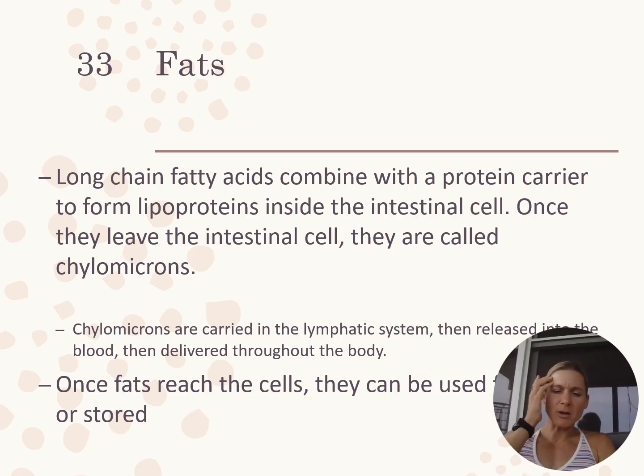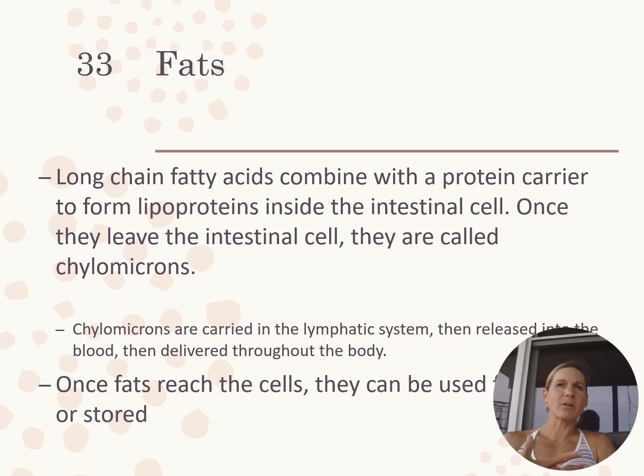Okay. So long chain fatty acids are going to combine with a protein carrier and form what's known as a lipoprotein once they're inside the intestinal wall. Once they leave that intestinal wall, they're called chylomicrons, and those chylomicrons are going to be carried into the lymphatic system. Once the fats reach the cell, they can be used for fuel or they can be stored within any type of cell as well.